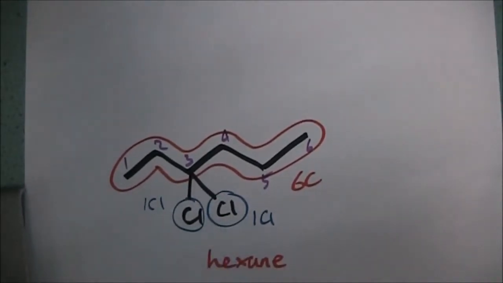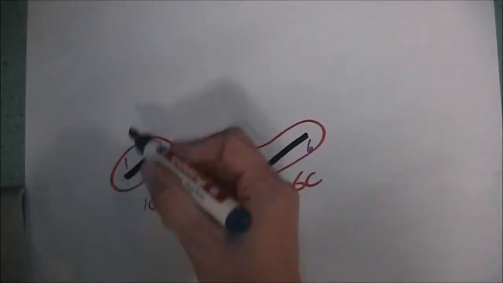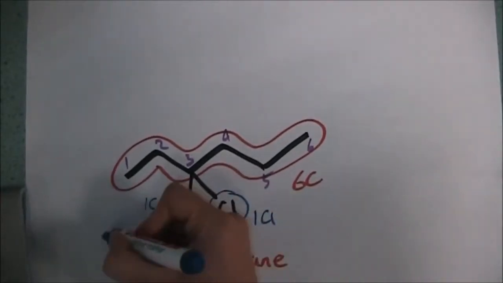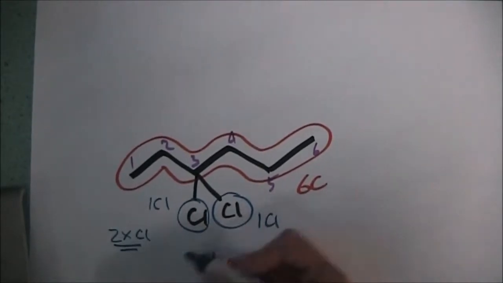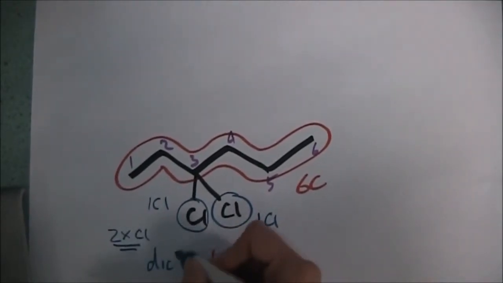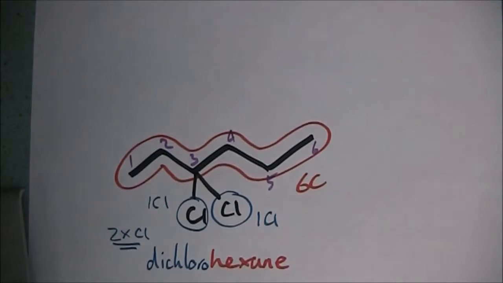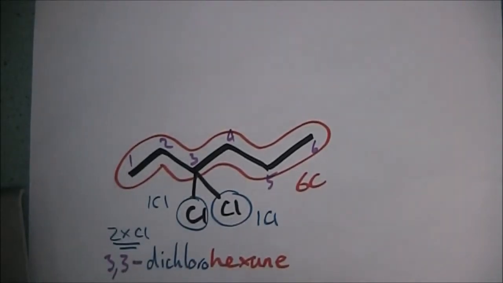So this time, because we have two chlorine atoms together, they could be in any position, but because we have two chlorine groups to deal with, two chlorines in total, we're going to call this dichlorohexane. And because both of them are on the 3 position, we're going to put a 3, a comma, a 3, and then a hyphen. We have dichlorohexane.